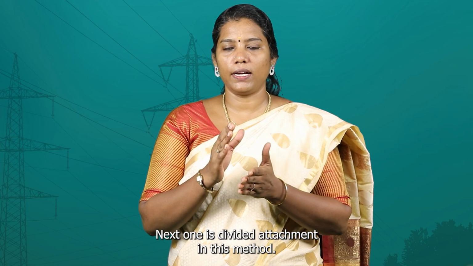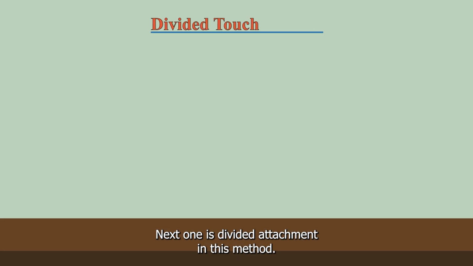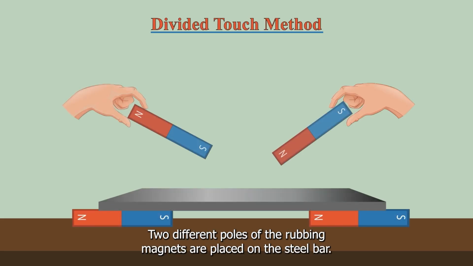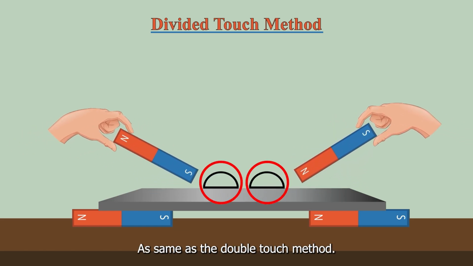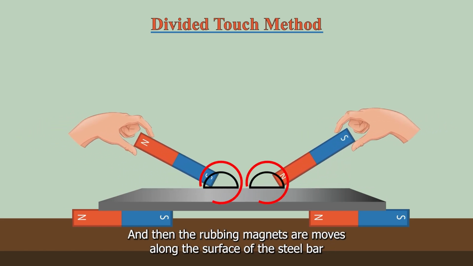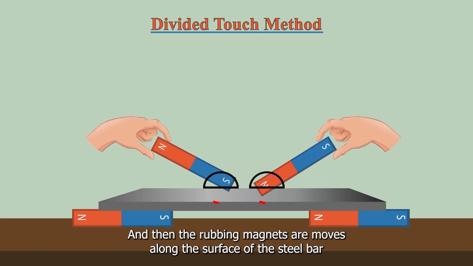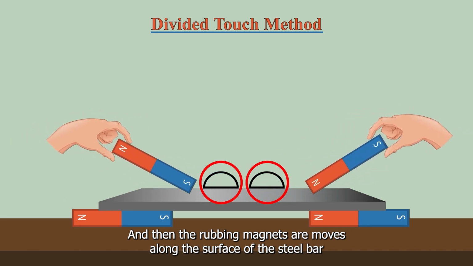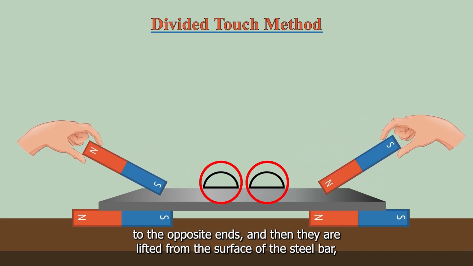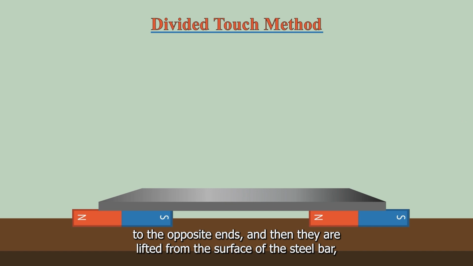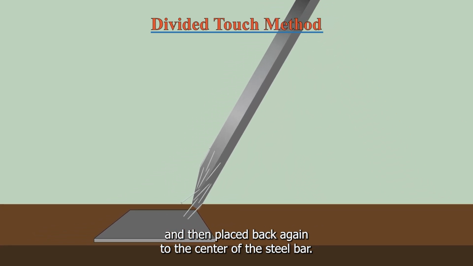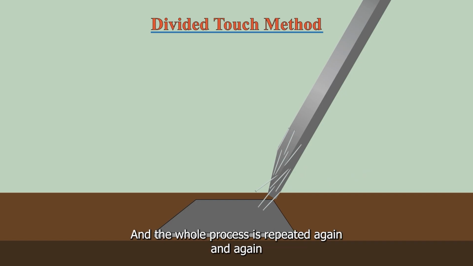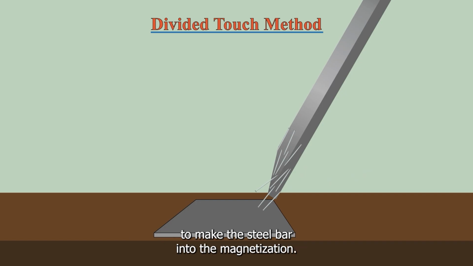Next one is divided touch method. In this method, two different poles of the rubbing magnets are placed on the steel bar the same as in the double touch method. And then the rubbing magnets are moved along the surface of the steel bar to the opposite ends, and then they are lifted from the surface of the steel bar and placed back again at the center of the steel bar, and the whole process is repeated again and again to magnetize the steel bar.